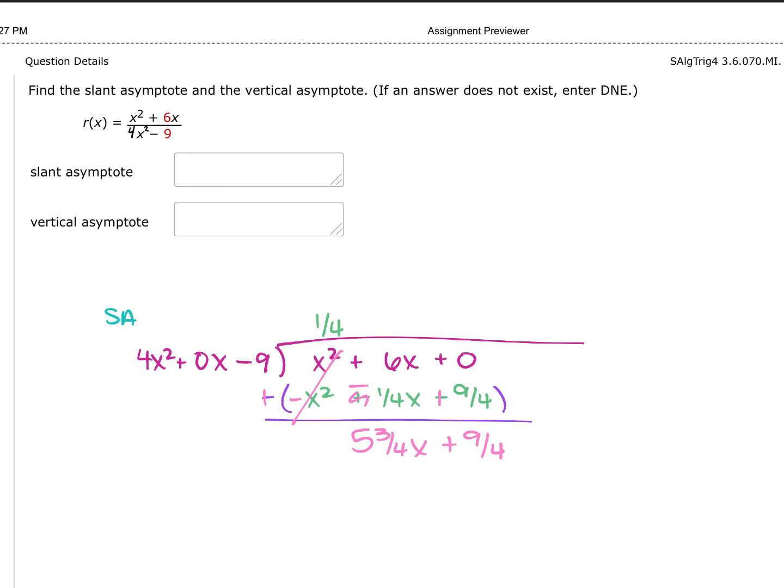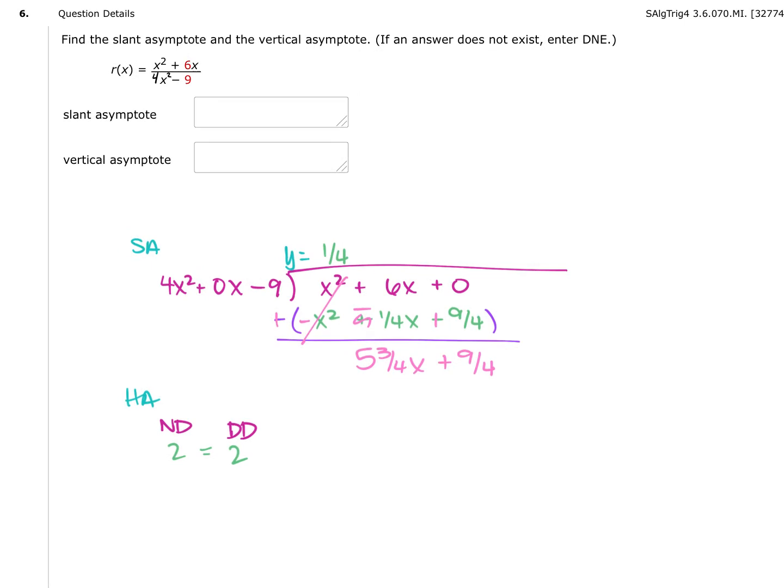You can't do anything to that x squared to make it an x, so it's just y is equal to 1/4. Now, is this possible? Do you have an x in that? No, you don't. So if you were to test your horizontal asymptote, your numerator's degree compared to your denominator's degree would be that 2 is equal to 2. So we would put the leading coefficient of the numerator over the leading coefficient of the denominator and get that y is equal to 1/4. These two are the same, which is not possible, so your slant asymptote is none.